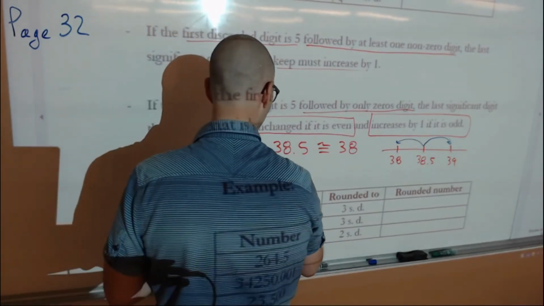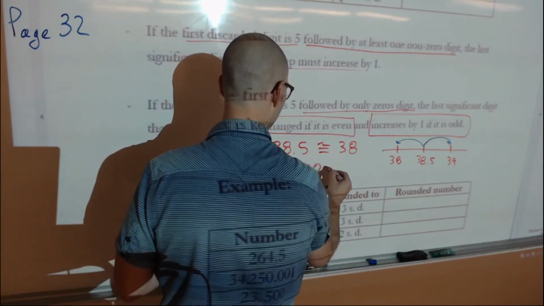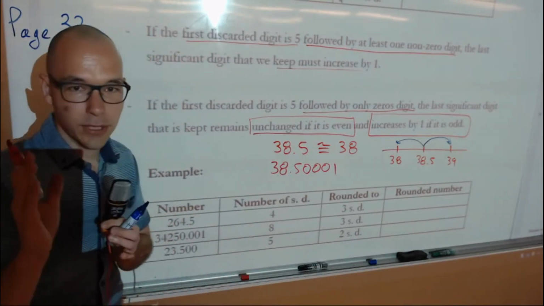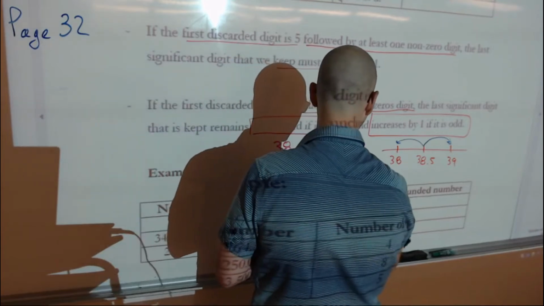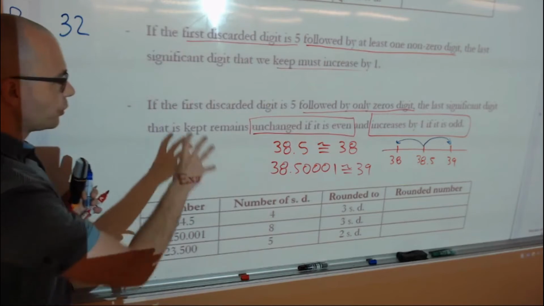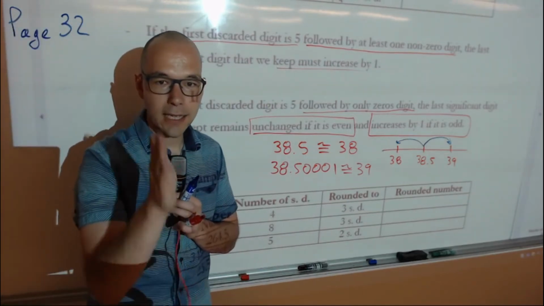But be careful, because if we have 38.50001, we're not right in between. We have no choice but to round that to 39. That special rule is only for when we have 5 precisely.